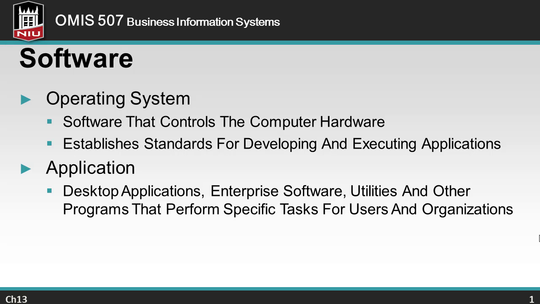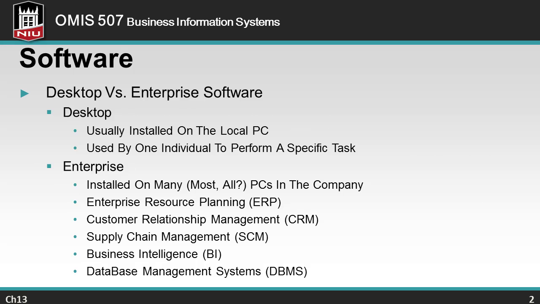The second category of software covers applications including desktop applications like Word, Excel, and PowerPoint, enterprise software like SAP and Oracle, utilities, and other programs that perform specific tasks for users and organizations. The software provides the capability that is used by individuals and businesses to get things done.